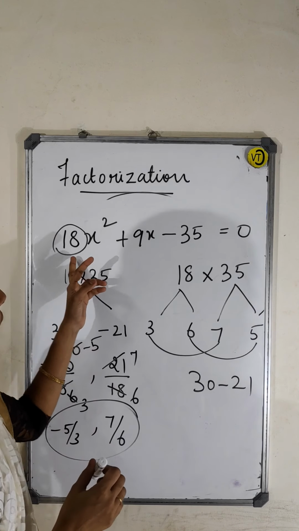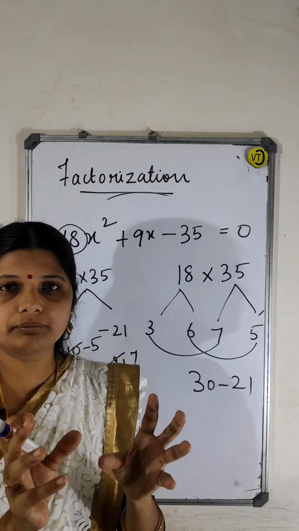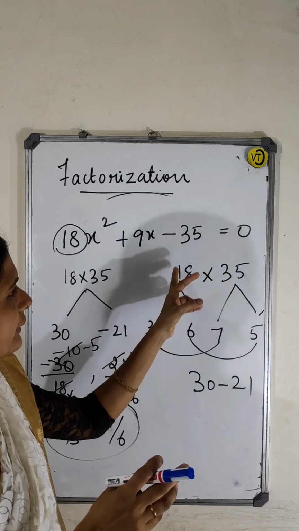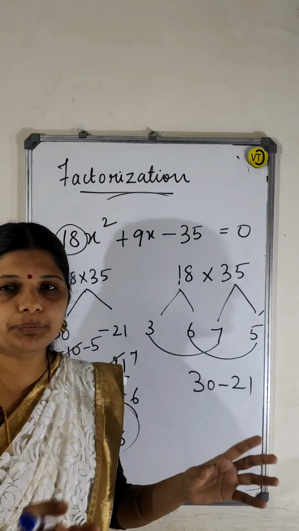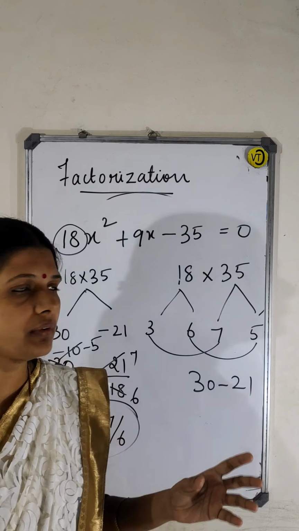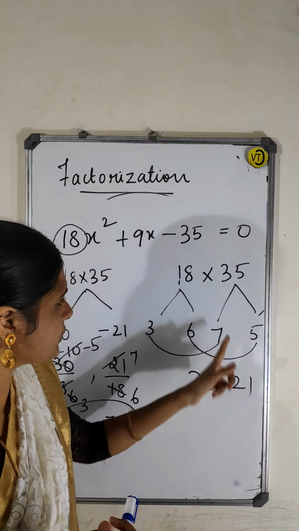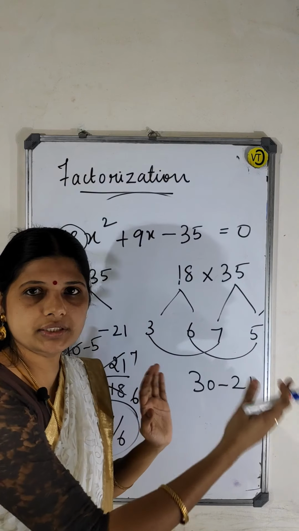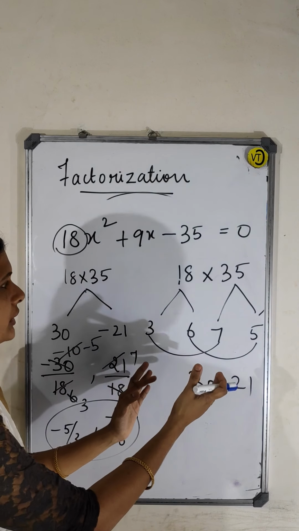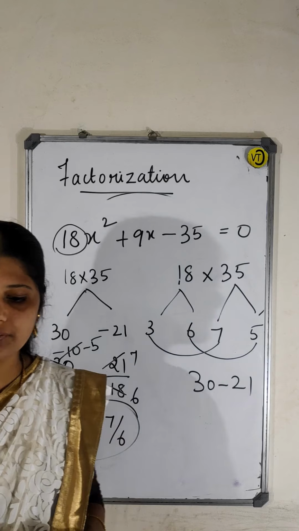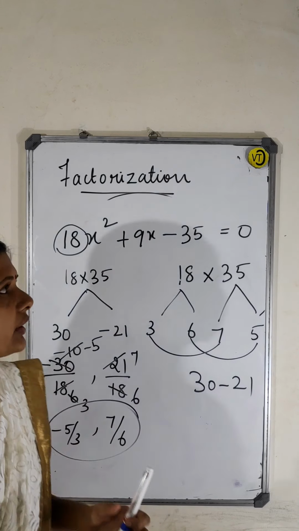Okay. So whenever you have a very big number, you don't multiply it and again separation is taking long time. So don't do that. 18 you just separate it and 35 you just separate it. Then you do the combinations, trial and error method, you can do it and get the answer very easily. Okay guys, the next sum.